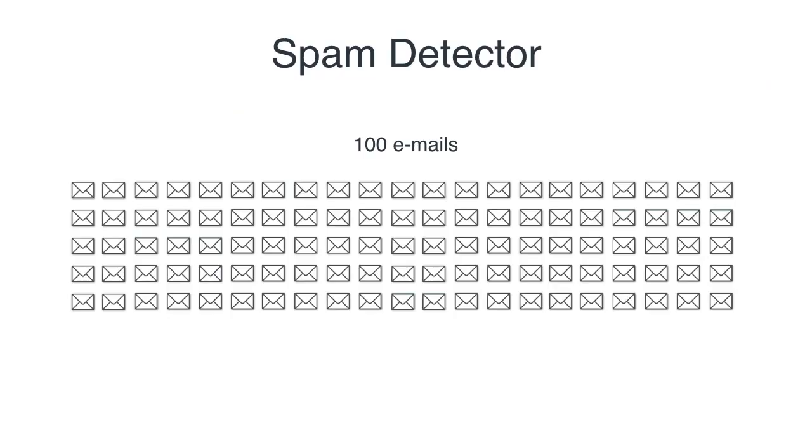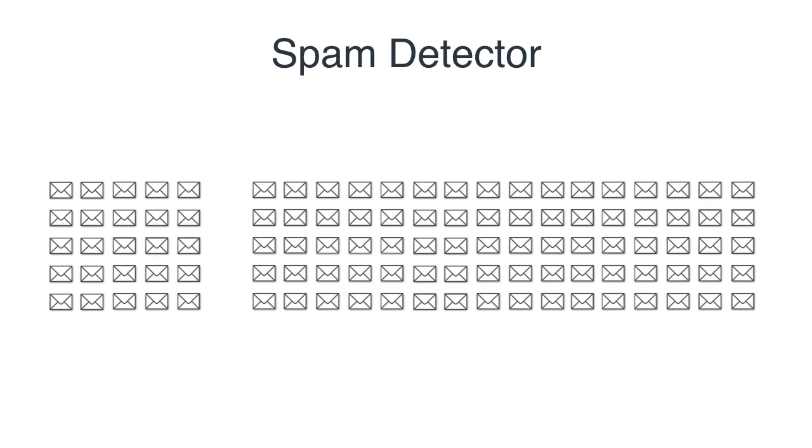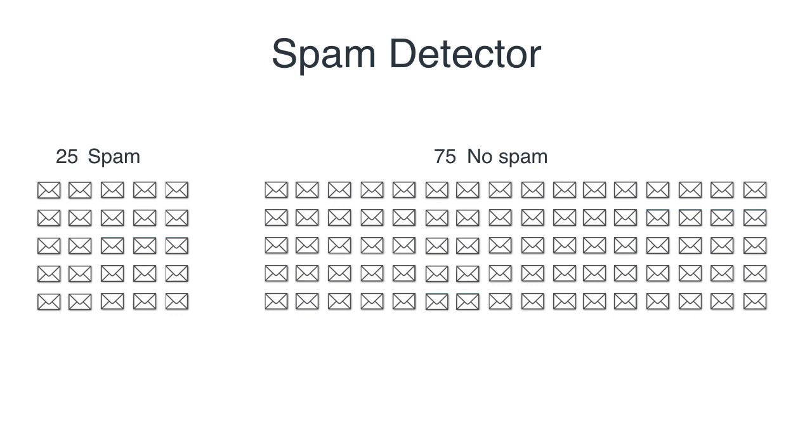Let's say we want to build a spam detector because we are tired of seeing a lot of spam email in our inbox and we want to sort it properly. So how do we build it? We build it with previous data. And let's say our previous data is a set of 100 emails. And when we look at them carefully, there are 25 of them that are spam and 75 of them that are not spam.